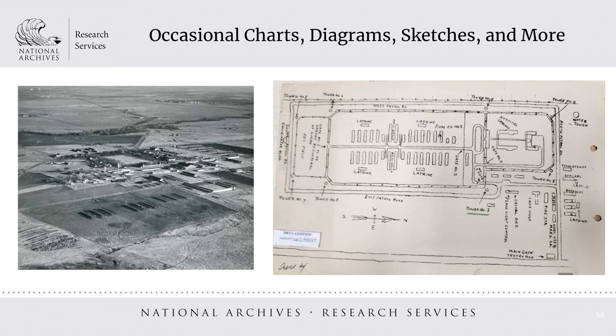As I mentioned earlier, these are by and large textual records, but occasionally you may find charts, maps, diagrams, or photographs interfiled among the records. This drawing, for example, shows the layout of the POW camp enclosure at Fort Reno. There are almost no traces of any of these structures left today, so records like this can provide visual details that the textual records don't always capture.